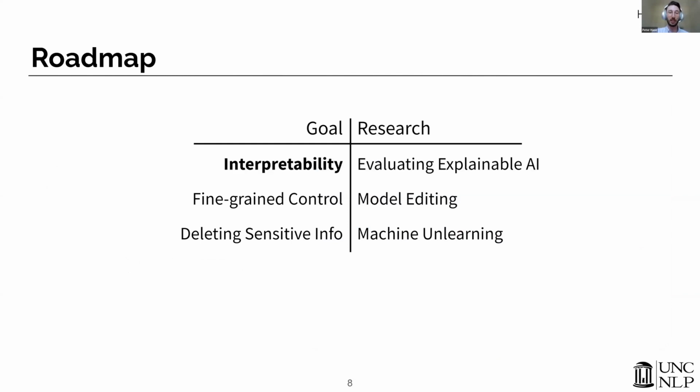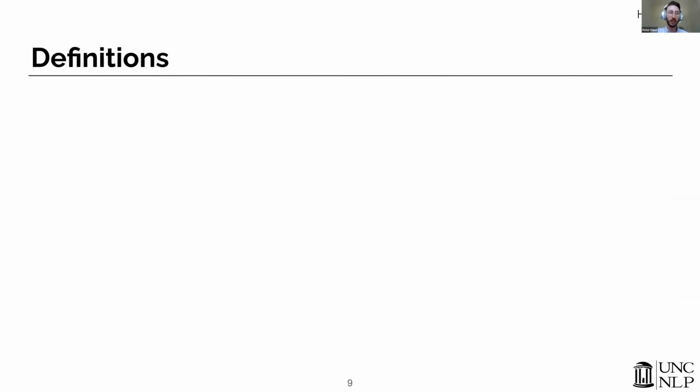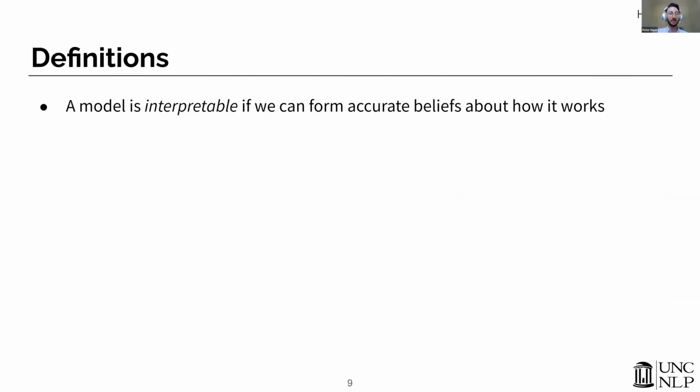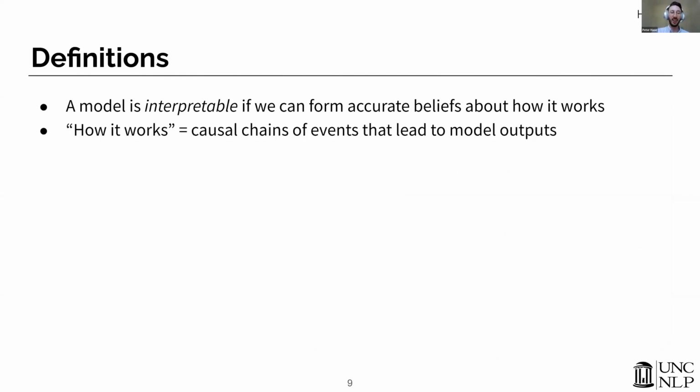On the first topic, I'll start by trying to motivate what we want out of interpretability, what we mean by interpretability of systems, and then after that, talk about some research we've done in the area. And I'll do that for each of these three goals. Okay, so first, interpretability. What do we mean by interpretable? We'll say a model is interpretable if we can form accurate beliefs about how it works. And by how it works, we mean there's some causal chain of events that lead the model to produce the outputs it does. An input comes into this machine learning system, the system does some processing and produces an output. We want to be able to better understand what are the events that occur inside that system that lead to the output.